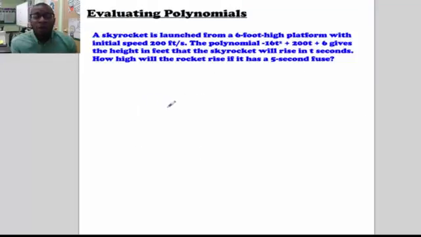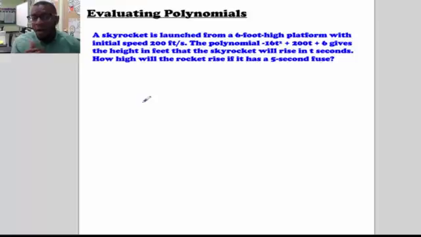Next, what we can do with polynomials is evaluate them, just like we evaluate linear functions, where we're given a value and we plug it or substitute that value in for the variable. We can do the same thing for polynomials. So for example, a skyrocket is launched from a 6-foot high platform with initial speed 200 feet per second. The polynomial negative 16t squared plus 200t plus 6 gives the height in feet that the skyrocket will rise in t seconds.